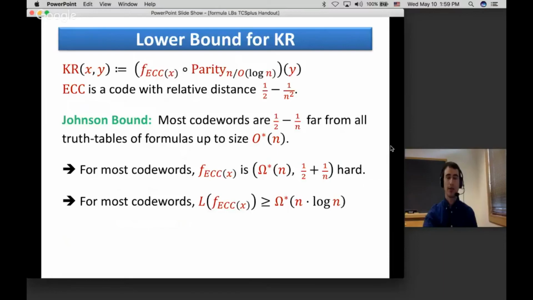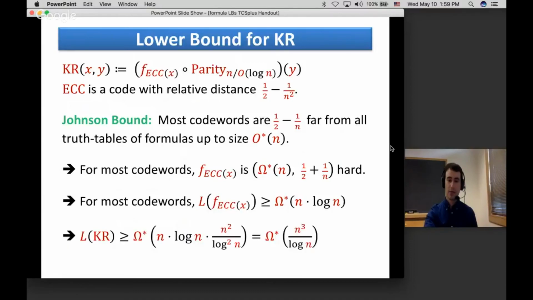And now we get, using our reductions, that this function on log n bits requires formula size n times log n. And now we use again the composition to show that the KR function requires n times log n times n squared over log squared. In other words, we improved by a factor of log n. So this really finishes the first application, where we've shown that you can get a factor of log n because we didn't pay much to get this average case hardness. We didn't pay with the parameter much. We just took the parity. Instead of n over log n, we took it to be of size n over order log n. But we gained in the average case hardness, which gives us more in the worst case hardness. It gives us an additional factor of log n.